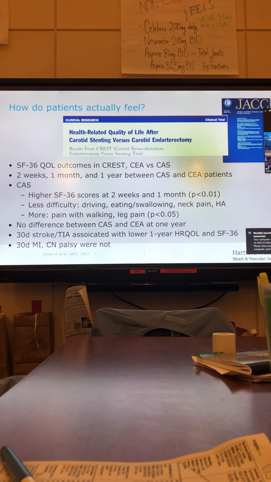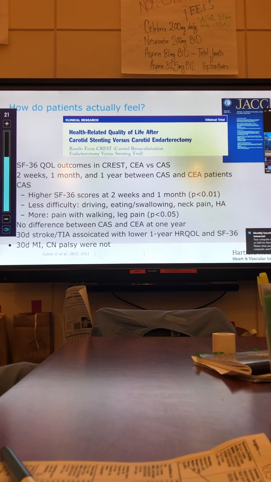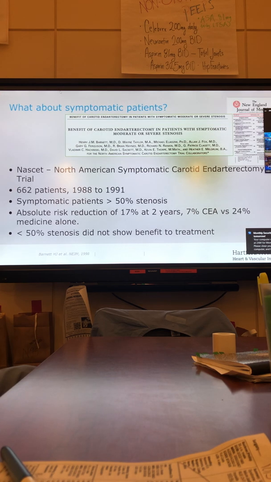But if you had a stroke or a TIA, which is more common in the stenting arm, then that was associated with lower healthcare quality of life at 1 year. Interestingly, if you had a nerve injury from your carotid procedure or if you had a post-op MI, the patients didn't seem to care about that within the trial.